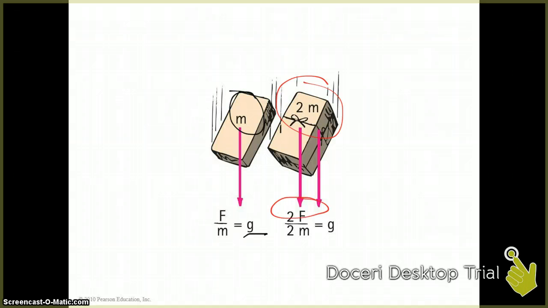You do double the force of gravity on the object, but you've also doubled the mass. You've doubled the object's resistance to motion. You've doubled the object's inertia. So double the mass doubles the force, but doubling the mass also doubles the inertia. The effects cancel each other out, and you're left with exactly the same acceleration, which is g.